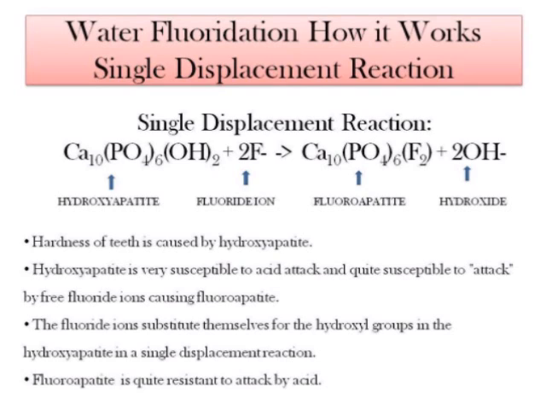Teeth are hard, and this hardness is caused by a form of calcium called hydroxyapatite. Hydroxyapatite is very susceptible to acid attack. The sugar you eat is metabolized to a dilute acid in your mouth by the germs in plaque. Hydroxyapatite is also quite susceptible to attack by free fluoride ions as well. But instead of causing destruction of the hydroxyapatite crystals, it causes their transformation into fluoroapatite. These fluoride ions essentially substitute themselves for the hydroxyl groups in the hydroxyapatite in a single displacement reaction.